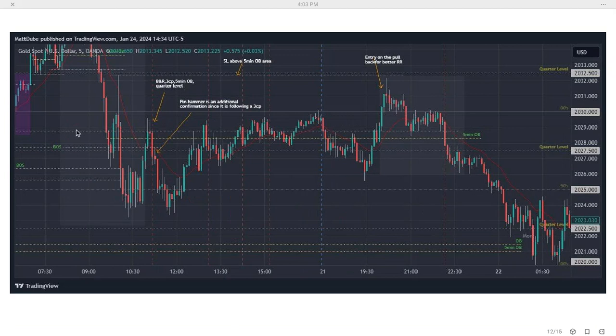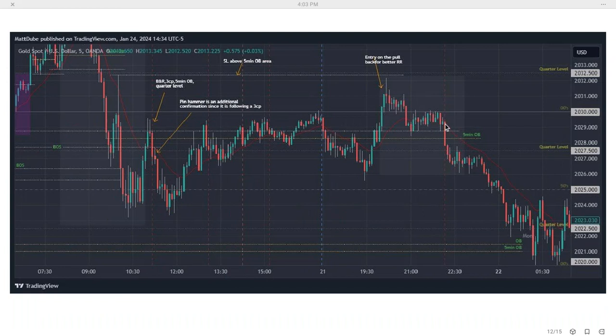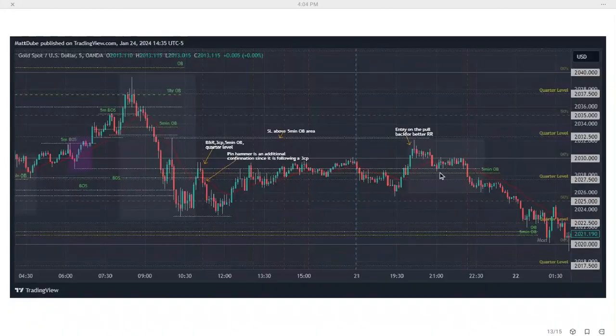Remember that support level I showed you from the previous slides on the 15-minute time frame? This candle closes below it, therefore completing another multi-top structure right here. Either you get an M pattern, three candle pattern, or a multiple top, and that would make the sell valid. Here's a wider view of the chart.